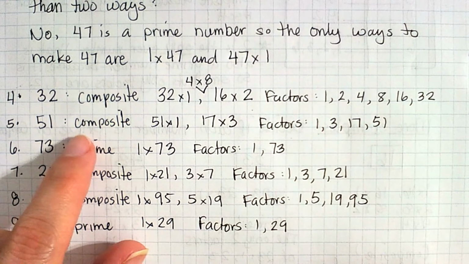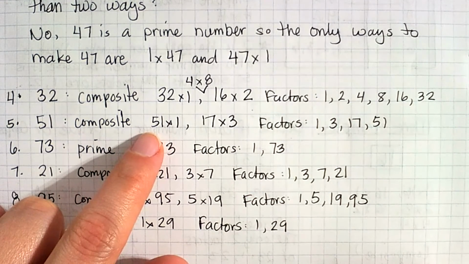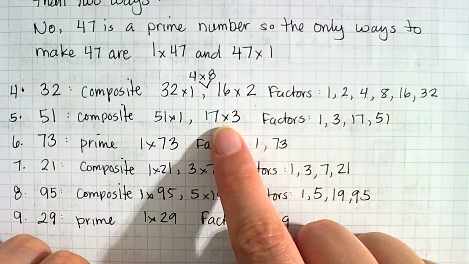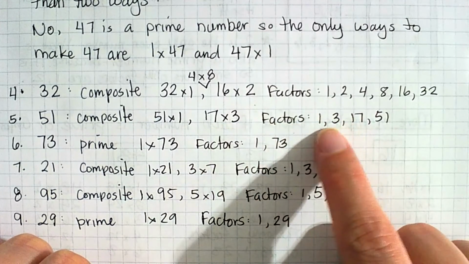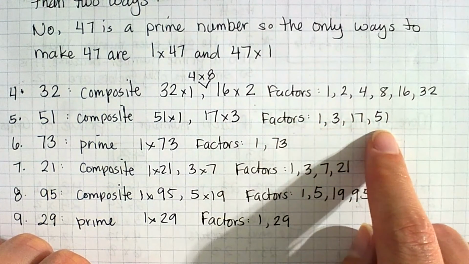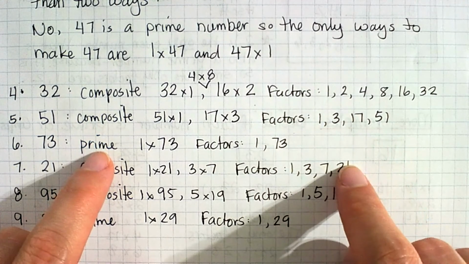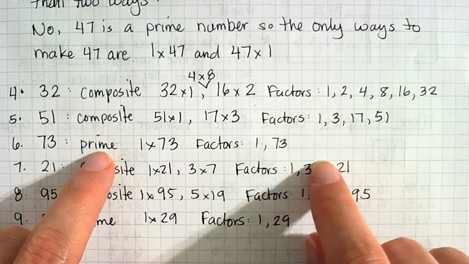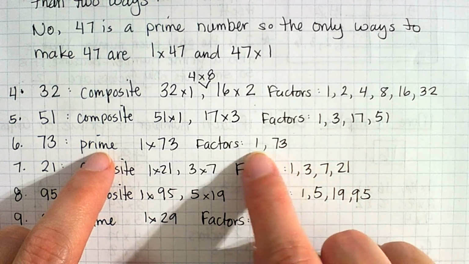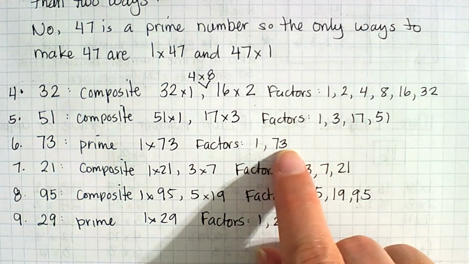Next, we have the number 51. So 51 and 1 obviously are factors, but 17 times 3 is also a way to make 51. So my factors are 1, 3, 17, 51. Now, since there are more than 2 factors, this one is also composite. Next, we have the number 73. The only way to make 73 is to multiply it by 1. So this one is a prime number because the factors are only 1 and 73.